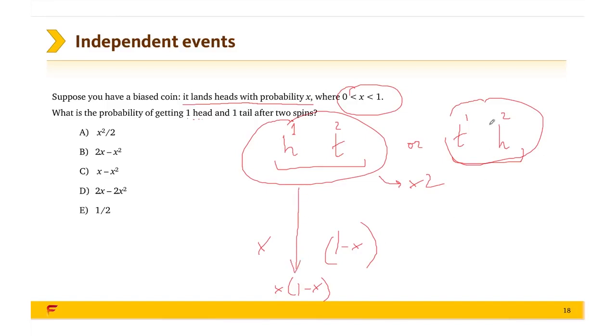And then the probability of this state will be the same thing, because if we repeat the logic but for tails and heads rather than heads and tails, we'll again arrive at x, 1 minus x. Or rather, 1 minus x times x, but it doesn't matter. So our answer in this case would be nothing but x times 2 times 1 minus x, which is 2x minus 2x squared. And this is D. Very good.